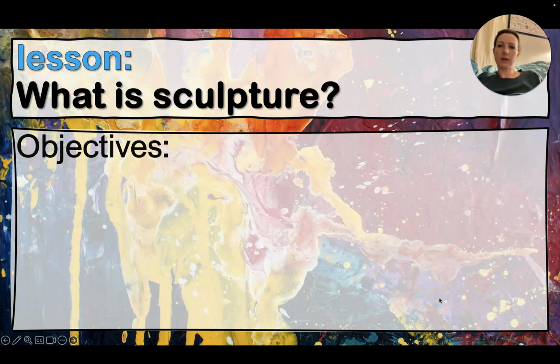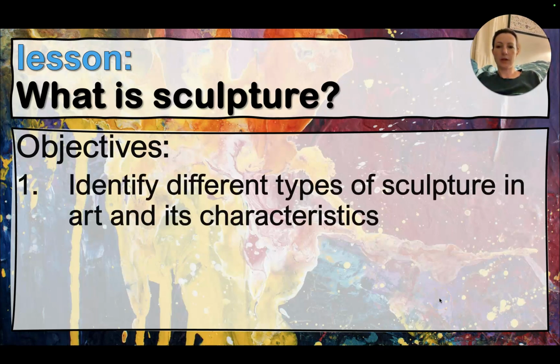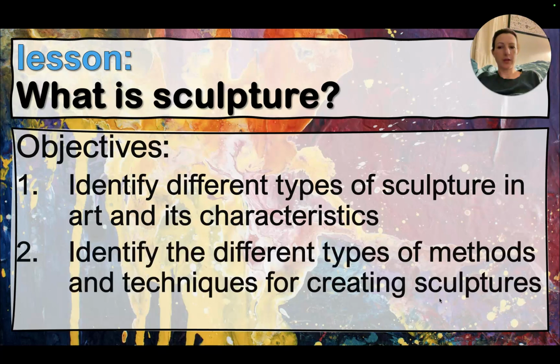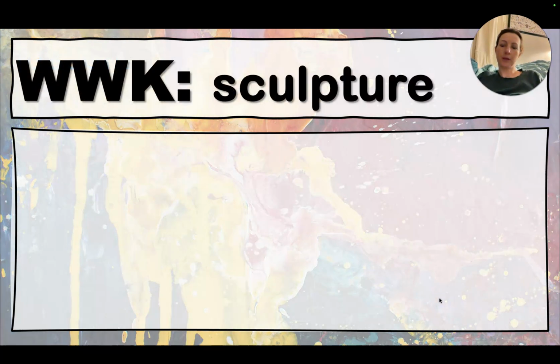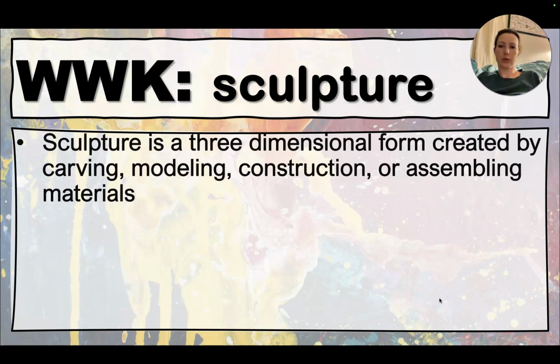Hi guys, this is our lesson on what is sculpture. Our objectives are to identify different types of sculpture in art and their characteristics, and then identify the different methods and techniques for creating sculpture. So our word worth knowing is sculpture.